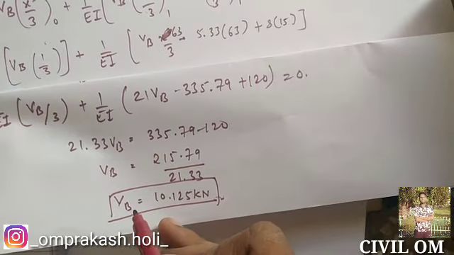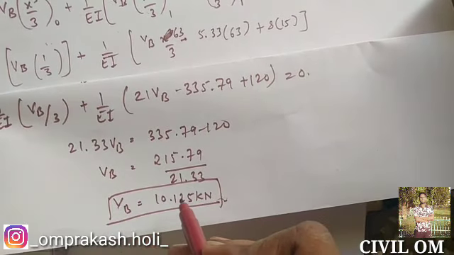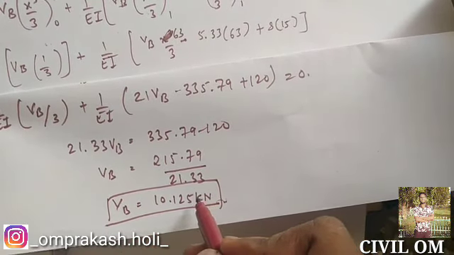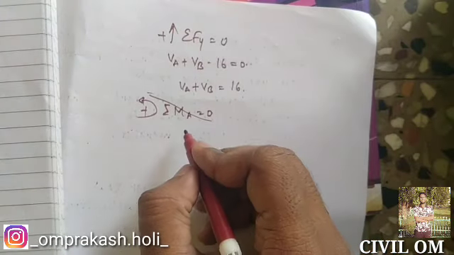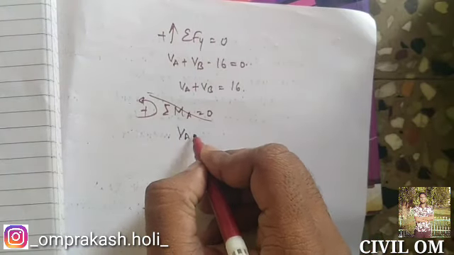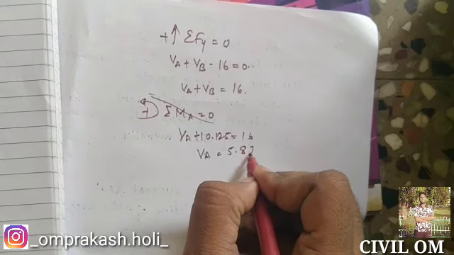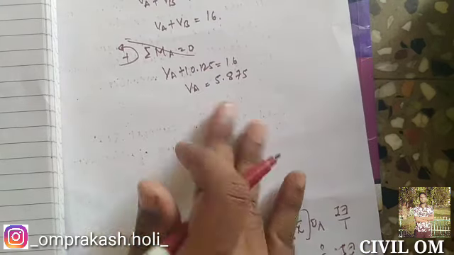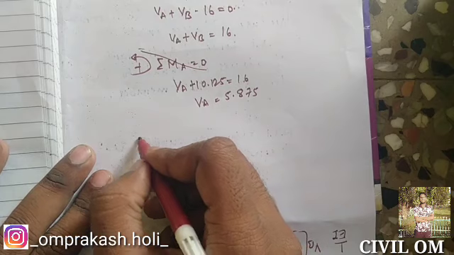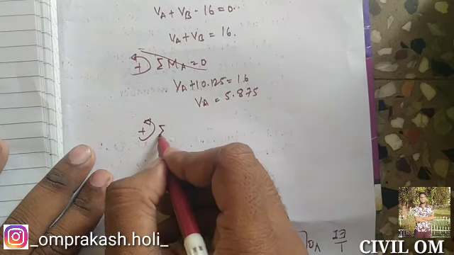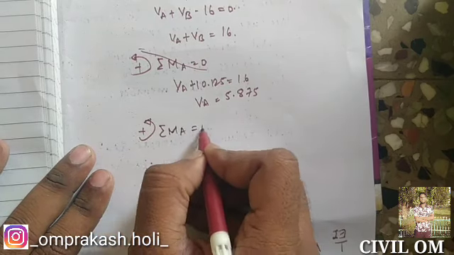So in the previous expression we have already calculated the VB value as 10.125. Substitute the same in this expression. So what you will get? VA plus 10.125 is equal to 16. So the value of VA is 5.875 kilonewton.